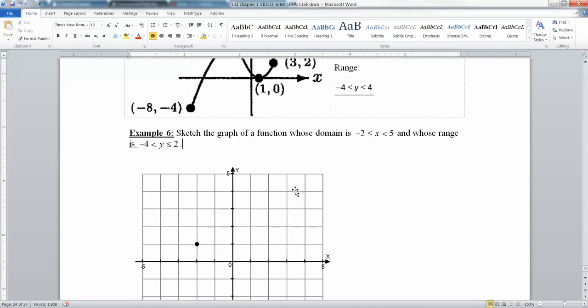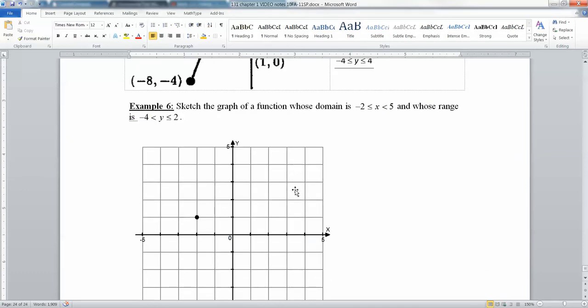All right, I want to sketch the graph of a function whose domain is -2 is less than or equal to x, which is less than 5, and whose range is -4 is less than y, which is less than or equal to 2. This is a great question to ask, but it's difficult because there's no one right answer. There's a lot of correct answers for this, tons of them, in fact. So take a moment and think about that. There's got to be tons of functions that would do this.